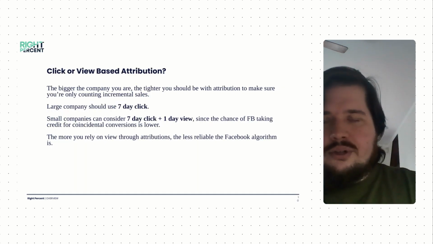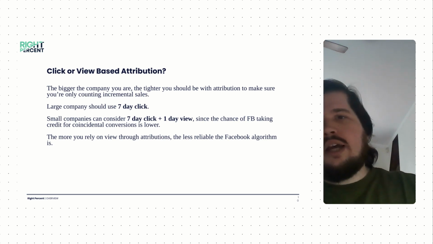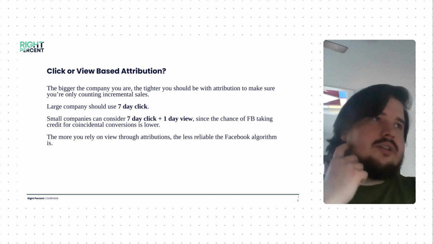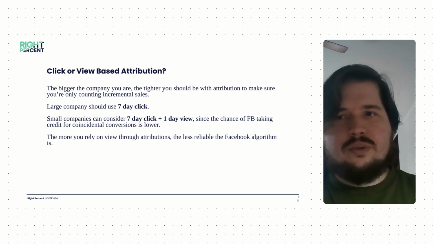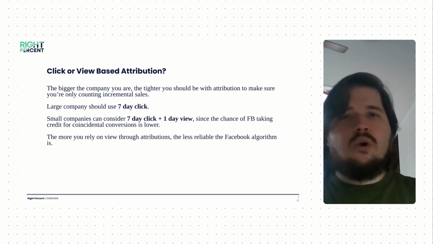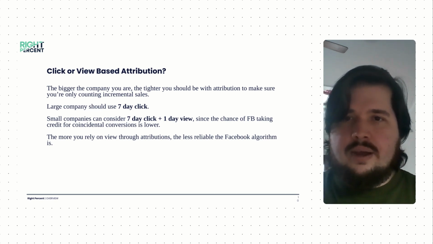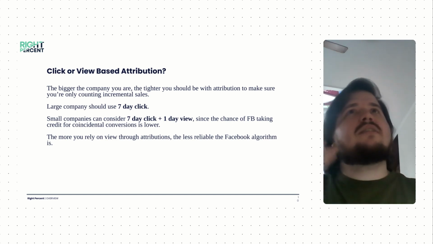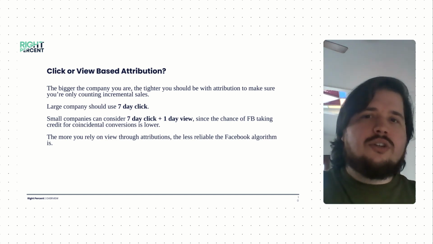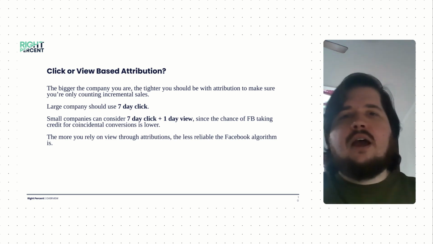For click or view-based attribution, generally, you should use click only as a rule, especially if you're a large company, because the higher percentage of conversions that your website normally gets without ads touching it at all, the more one-day view will become useless because it's including too many people who may not even have registered your ad but are converting anyway. Small companies can consider 7-day click and 1-day view because it's less likely that there are coincidental viewers who are seeing that ad and converting even though they didn't actually register it.